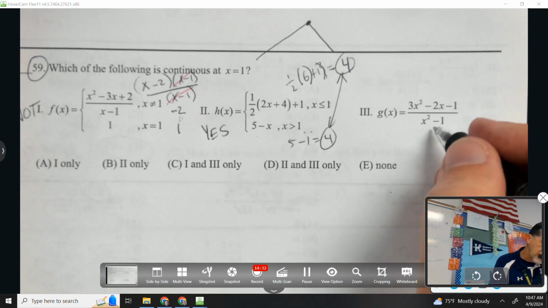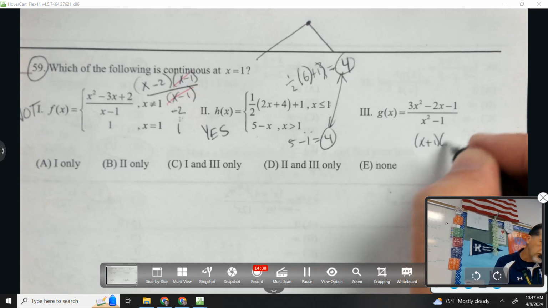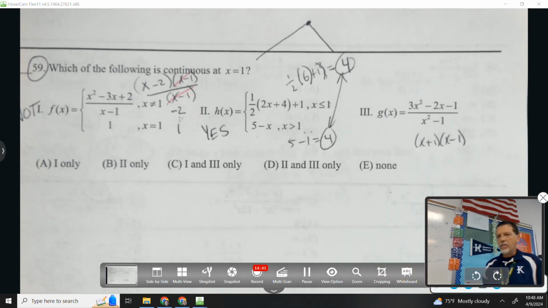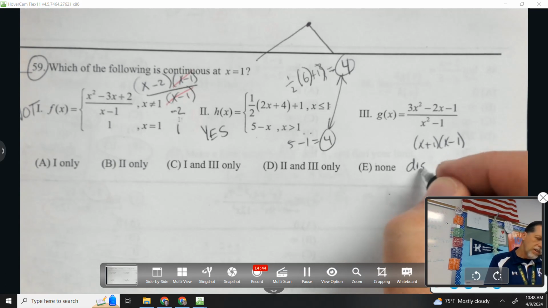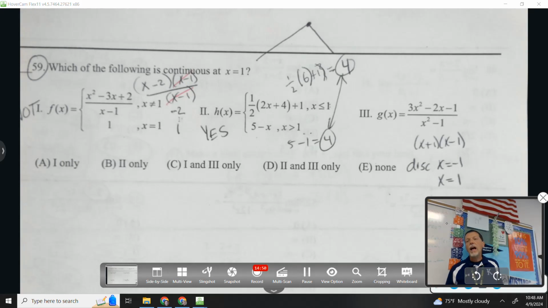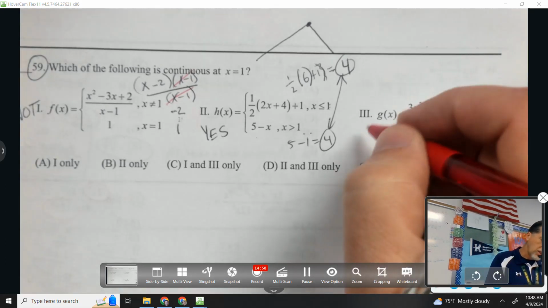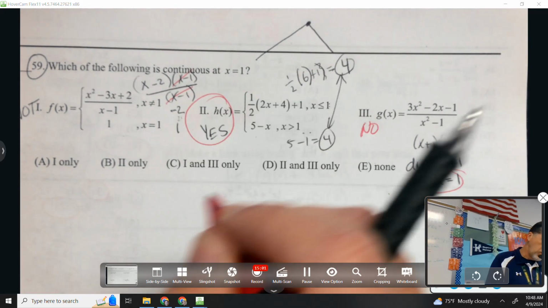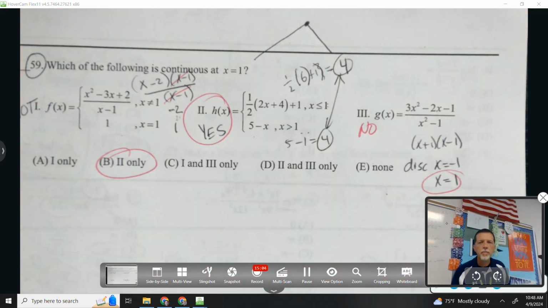And then lastly, the following is continuous. Well, the bottom's x plus 1, x minus 1. So whether something cancels in the top or not, it doesn't really matter. This thing is discontinuous at x equals -1 and x equals 1. I don't know if those are holes or vertical asymptotes yet. I'd have to factor the top and see, but I don't really care. It's not continuous at x equals 1. So 2 is the only one that is continuous. That last one is kind of like 57 and 58. I don't care about holes or vertical asymptotes. I only care if it's continuous.